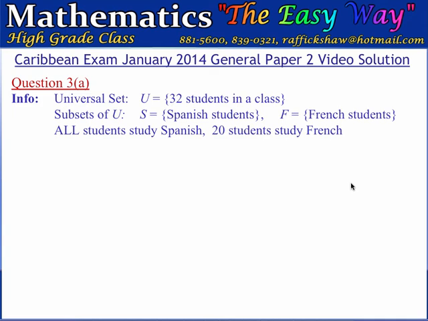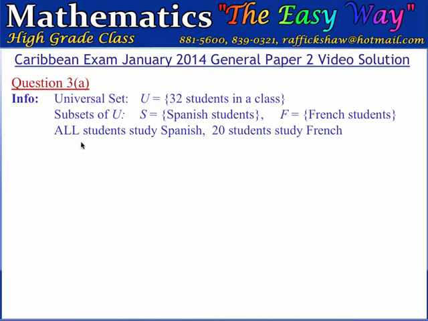We are now at question 3 of this CXC CSEC January 2014 exam video solution. And this is a sets question. In this question, we are told that there are 32 students in a class. All the students in the class study Spanish and 20 of the students study French. And we are using U to represent the universal set.